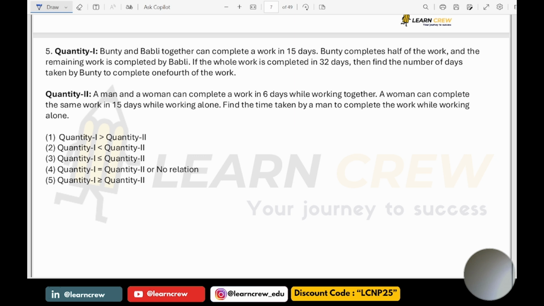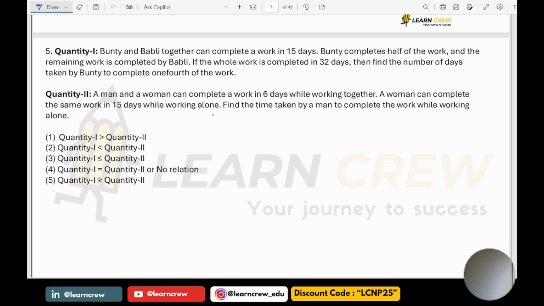Next. Bunty and Bubbly together can complete a work in 15 days. Bunty completes half of the work and the remaining work is completed by Bubbly. If the whole work is completed in 32 days, then find the number of days taken by Bunty to complete 1/4 of the work.